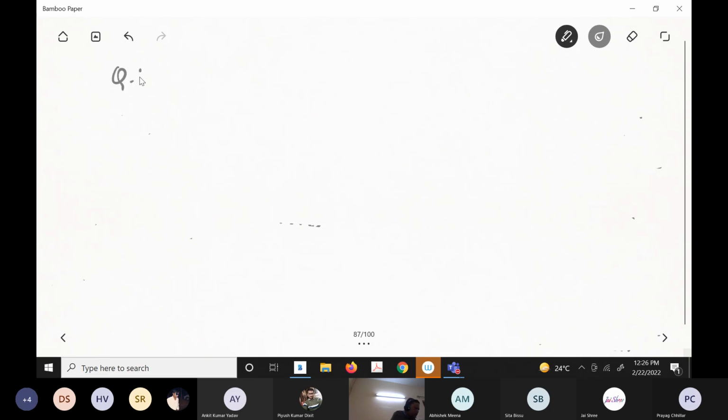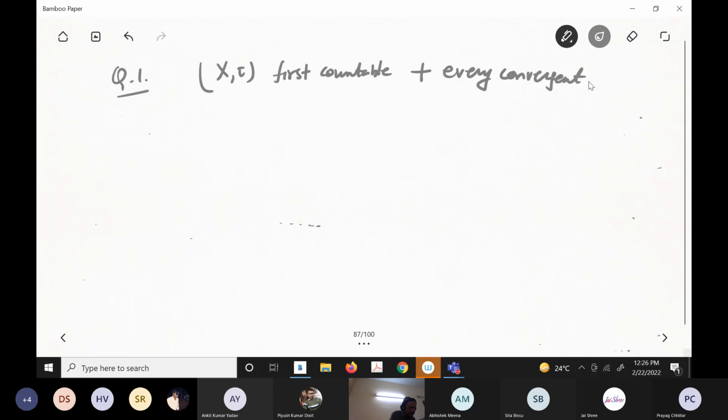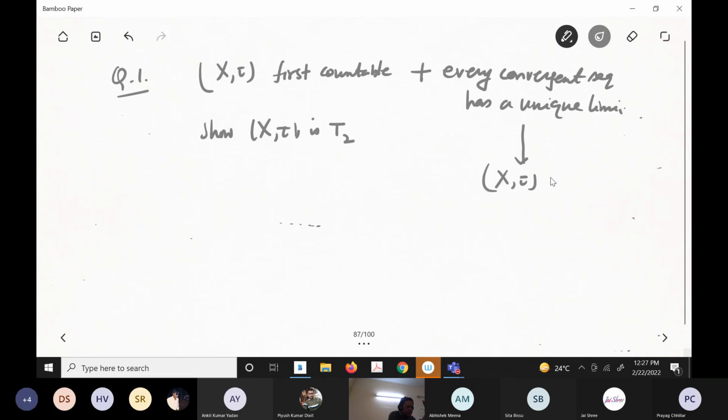So question 1. Look, this is a very simple thing. I gave a first countable space, and then I gave that every convergent sequence has a unique limit. This is your hypothesis. So that (X, tau) is Hausdorff. Here you look, I think this I proved: if you have only this much, then (X, tau) is T1. But Hausdorff implies this, so this is stronger.